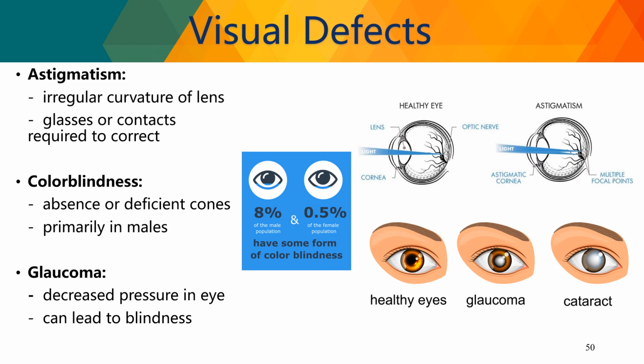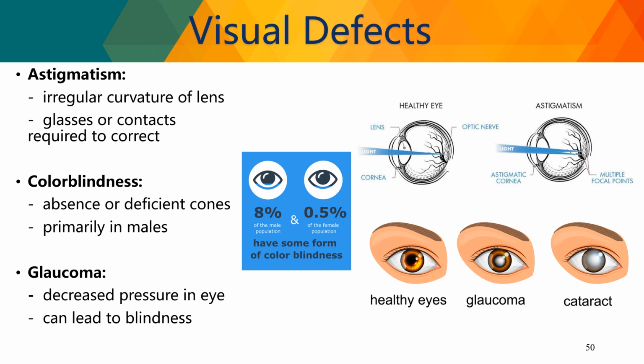And then for color blindness, this is the absence or deficit of your cones, and it is more likely to happen in males. So 8% of the male population and 0.5% of the female population have a form of color blindness. Okay? With this one, usually there is, I think, a developed colored eyeglasses, wherein people who are born with or who have color blindness could already see colors by just using those specialized glasses.